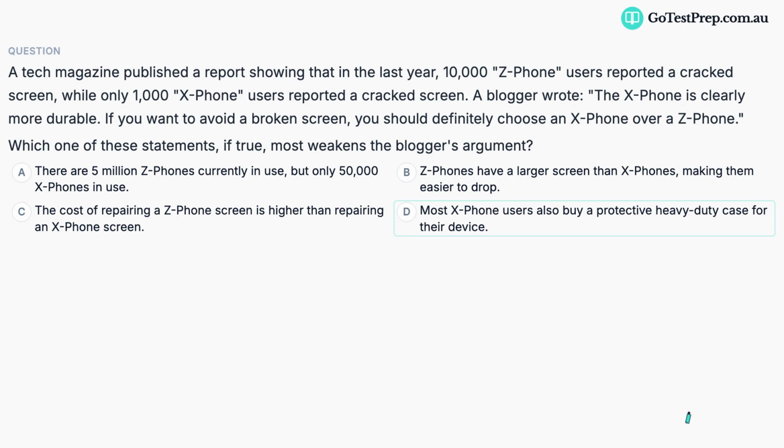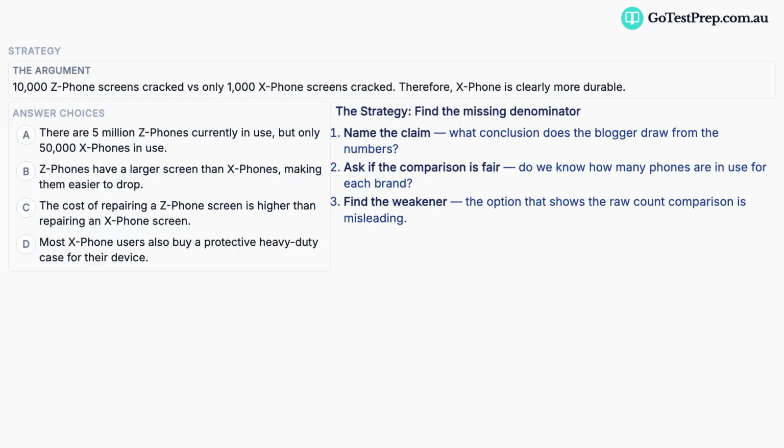All right, let's solve this step by step. Our strategy is to find what makes the blogger's comparison unfair. Quick plan first, then we'll work through it together. Before the steps, keep the argument on screen. The blogger compares raw totals. More Z phone screens cracked, so X phone must be more durable. For weakening argument questions like this, ask whether the comparison is fair. Do we have the right denominator?